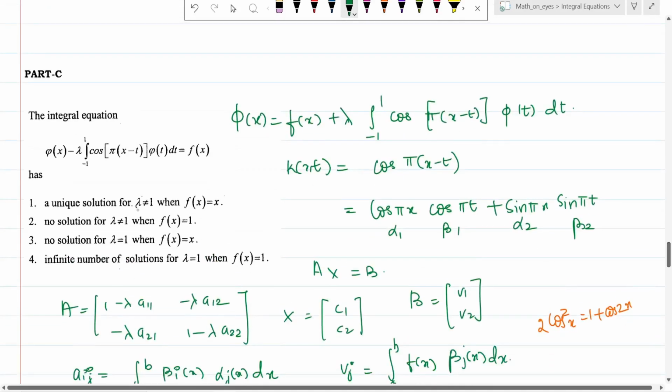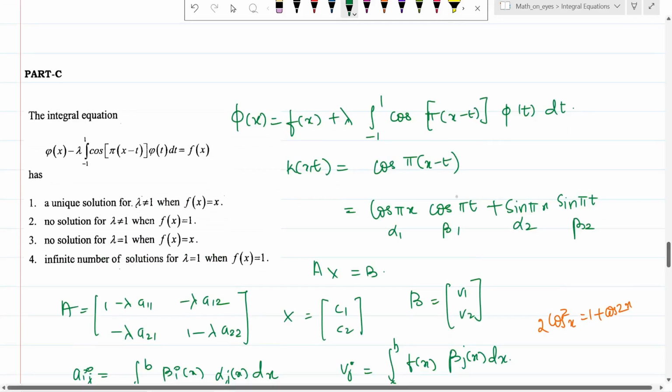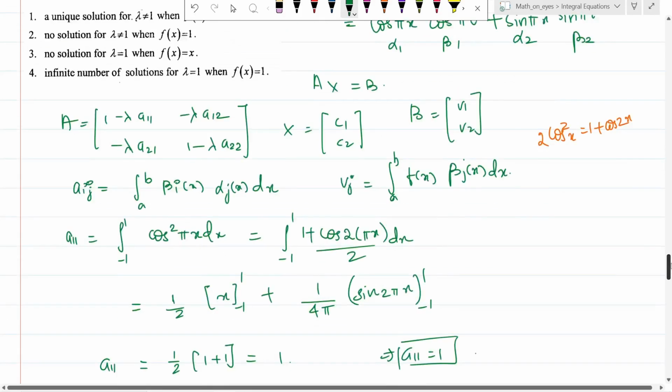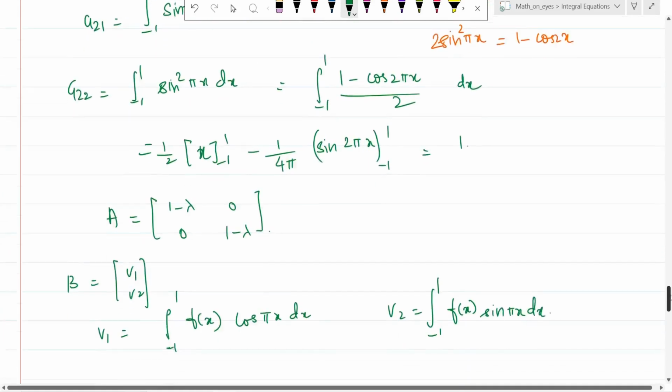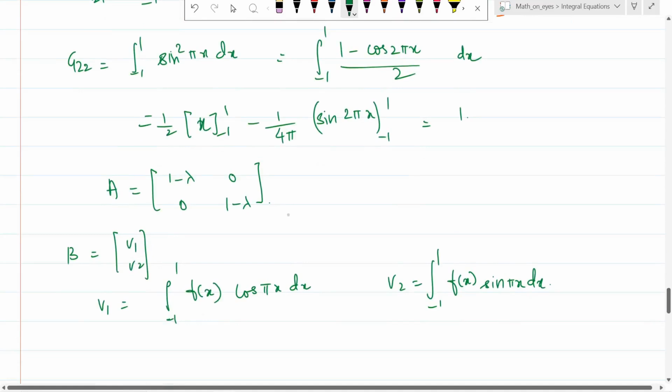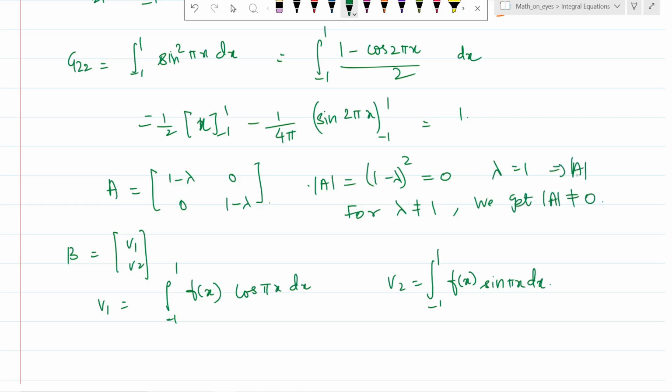A: a unique solution for lambda not equal to 1 when f of x is equal to x. So f of x is equal to x and lambda is not equal to 1. When lambda is not equal to 1, the determinant of A should be not equal to 0. We will just verify when the determinant of A is getting 0. Here the determinant of A is equal to (1 minus lambda) the whole squared. When it is 0, we get lambda is equal to 1. So for lambda not equal to 1, we get determinant of A not equal to 0. For lambda equal to 1, we get determinant of A equal to 0.